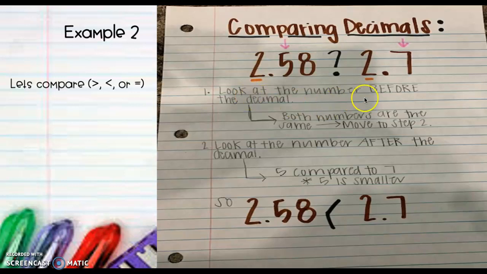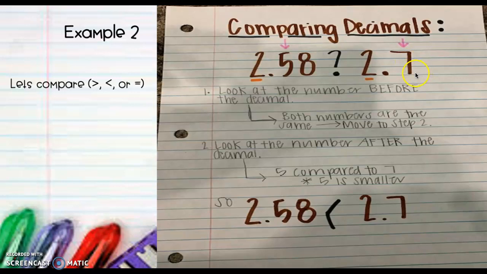So right here it says, when you're comparing your numbers and they are the same number before the decimal, I underlined my 2's with the bright color orange. So you look at the number before the decimal. Both numbers are the same, so that's when you move to step 2. Step 2 is look at the number after the decimal, okay? Once again, I have a cute little pink arrow pointing to my second number, and my second number in this first one right here is 5, and then the second one over here is 7.